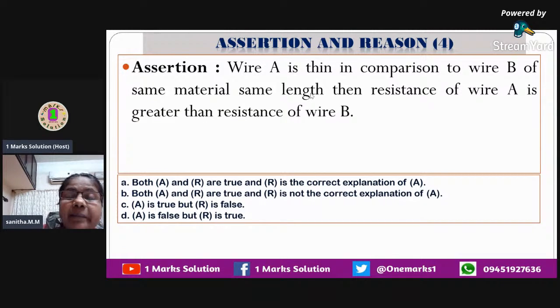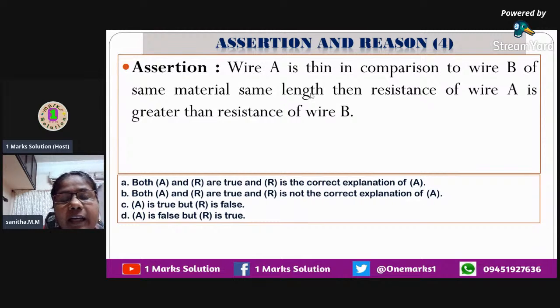The resistance of wire A is greater than the resistance of wire B. Is it correct or not? Think about it. Length is the same, material is the same. Only the thickness is different. A has less thickness than B. So as thickness decreases, resistance increases.